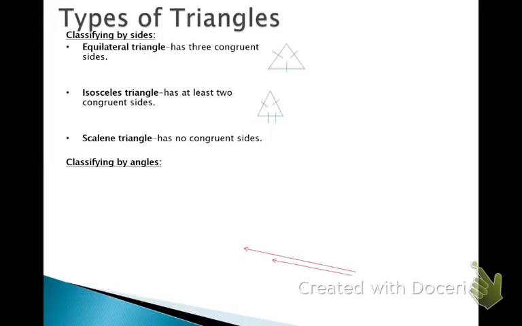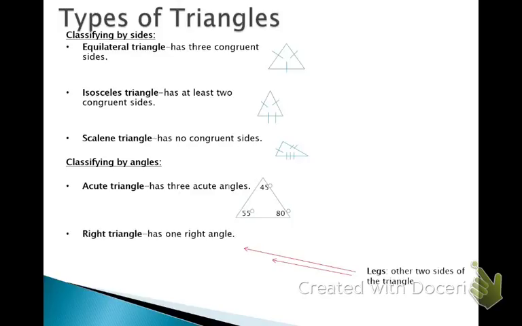If we classify a triangle by angles, if all the angles are less than 90 degrees, which is acute, then we call it an acute triangle. This is an example of an acute triangle. 45, 55, and 80 are all less than 90 degrees, so that would be an acute triangle.